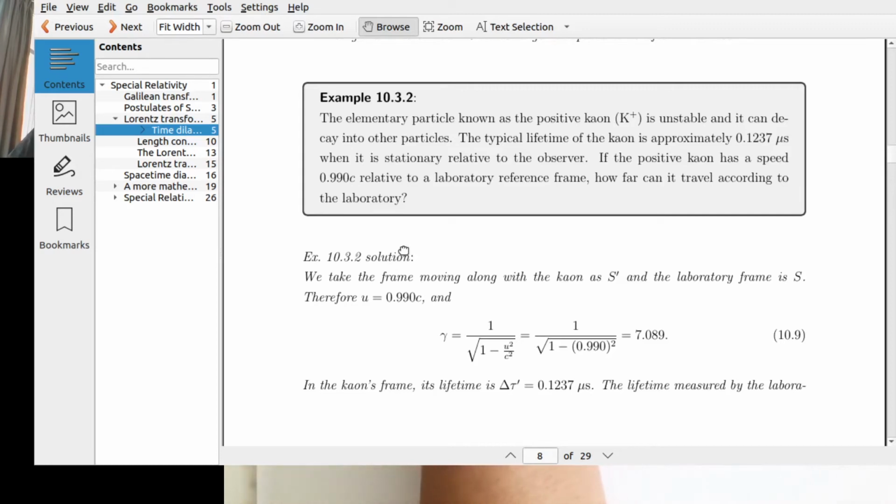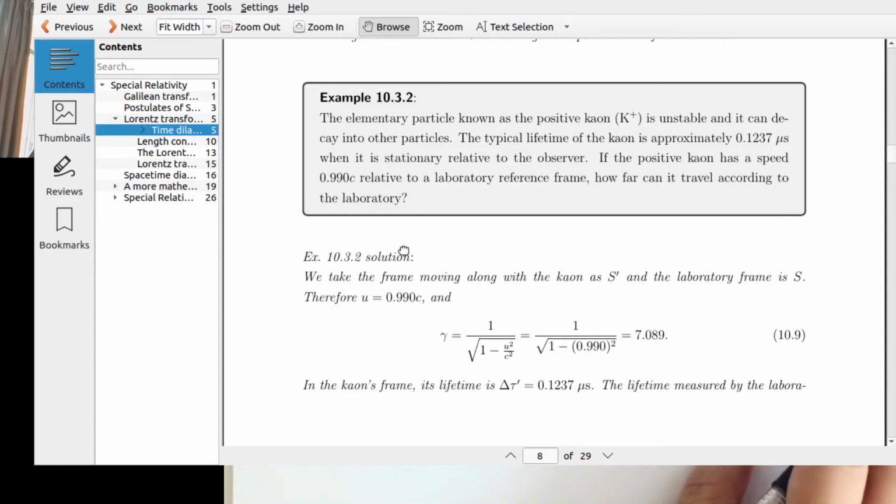Okay, so if measured at rest, the lifetime that you measure is 0.1237 microseconds, so 10 to the minus 6 seconds. And then now you're moving. Now the kaon is moving at a speed of 0.990 c relative to the observer. So relative to the observer, how far can it travel according to the laboratory?